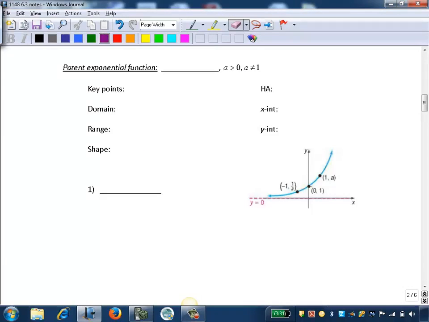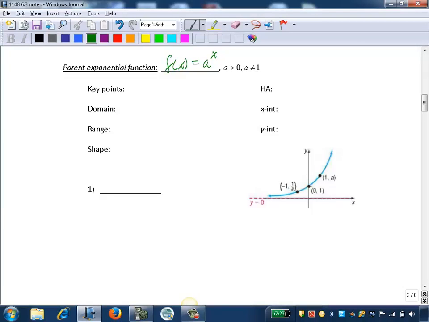In this section, we've added a whole new class of functions to our library of functions that we can transform, reflect, shift, compress, and stretch. So the parent exponential function is f of x equals a to the x. So just a constant a, the base, to just a plain x. Nothing being added or subtracted to that x, just a plain base and a plain x.